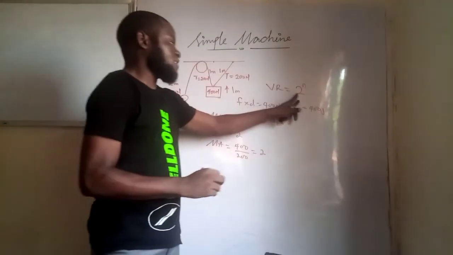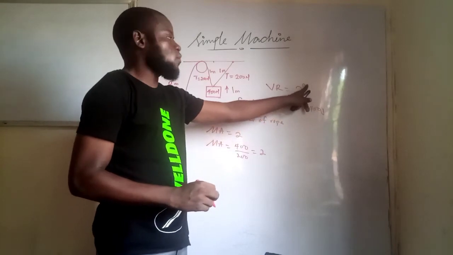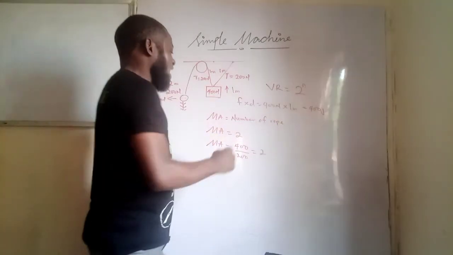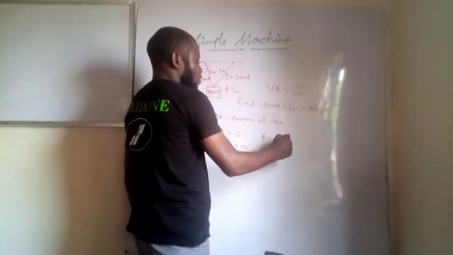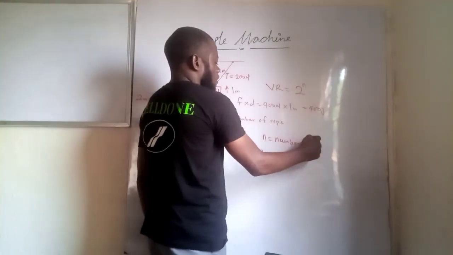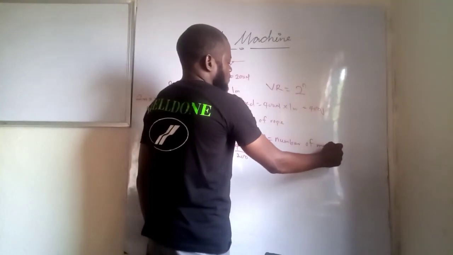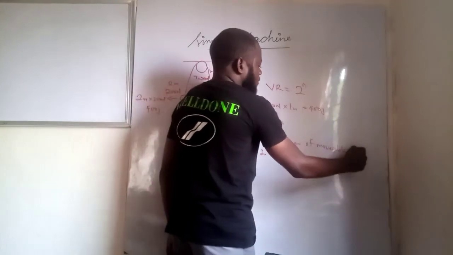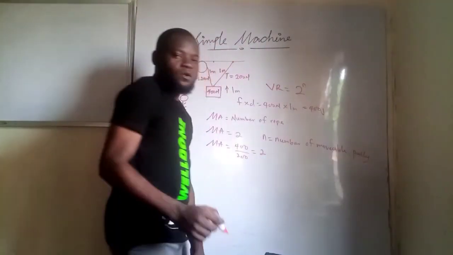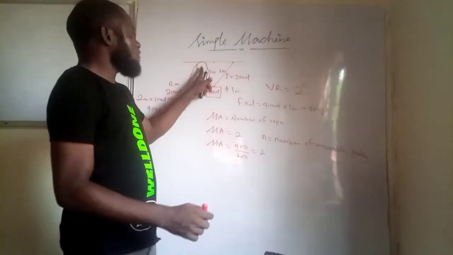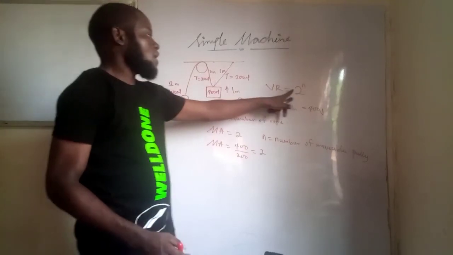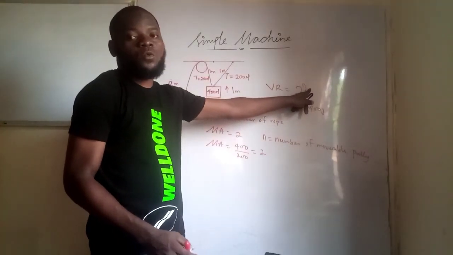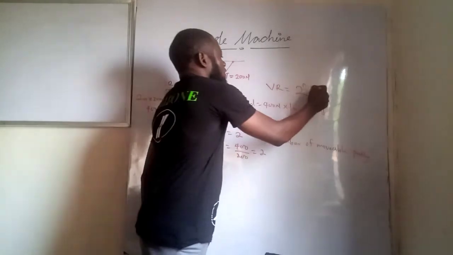So, if the velocity ratio is 2 to the power of n, what is the value of n? N is equal to the number of movable pulleys. Are we together now? So we only have one movable pulley here. So n is equivalent to 1. 2 raised to the power of 1 equals 2.